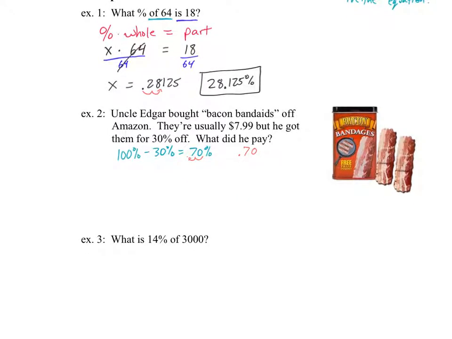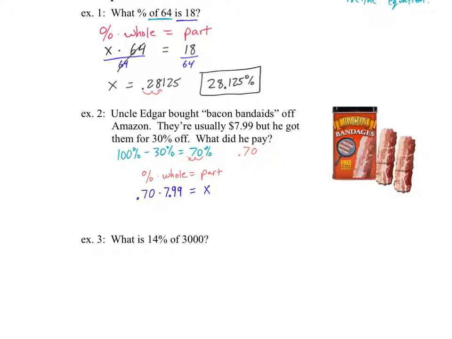All right, so we write down that original equation. Percent times the whole equals the part. Now we don't have those nice words in here, the of and the is, but I'm going to put my 70% in here, so 0.70 for my percent. The whole is going to be the amount before that discount, and the part is going to be the amount after the discount. So they're usually $7.99, that's the whole cost, and we're trying to figure out x. What do you actually end up paying?